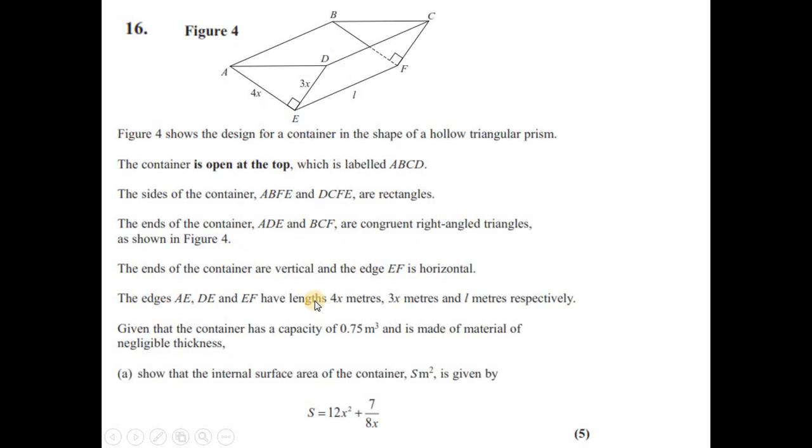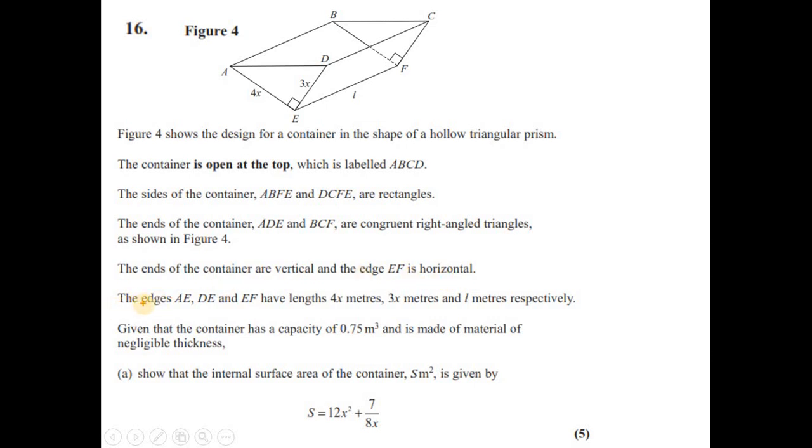Question number 16. Figure 4 shows the design for a container in the shape of a hollow triangular prism. The container is open at the top, which is labeled A, B, C, D. Okay, the top side is open, and the sides of the container ABFE and DCFE are rectangles. The ends of the container ADE and BCF are congruent right triangles. As shown in figure 4, the ends of the container are vertical, and the edge EF is horizontal.